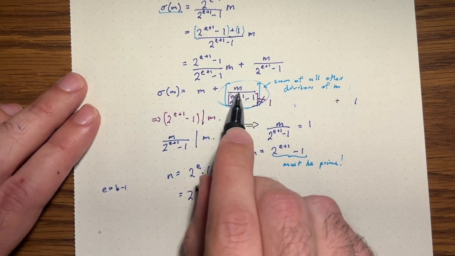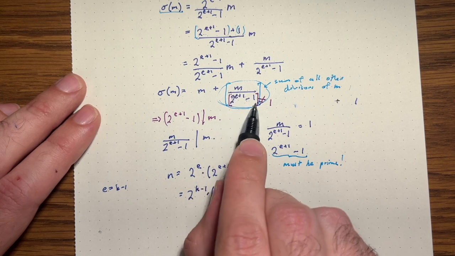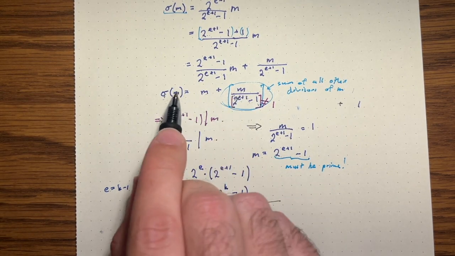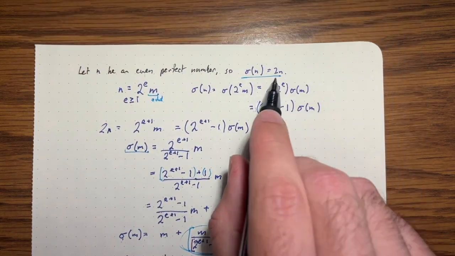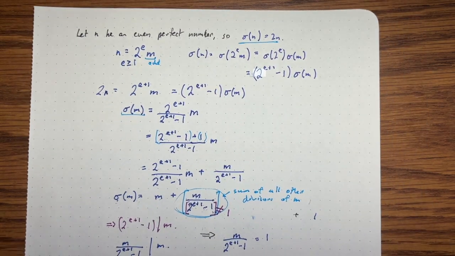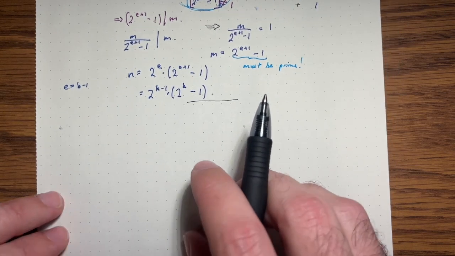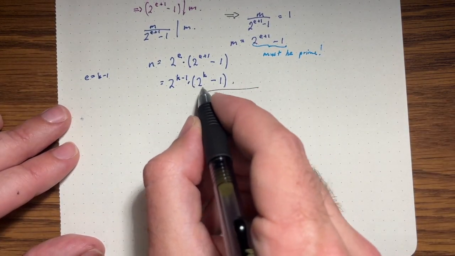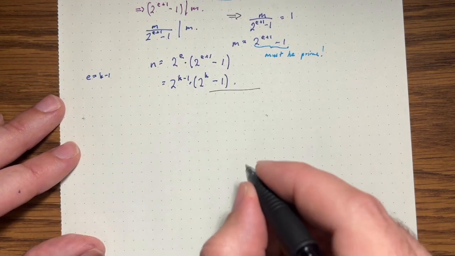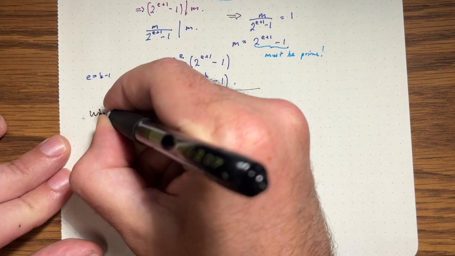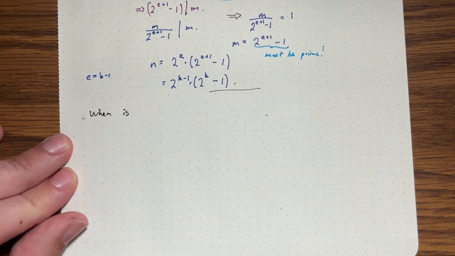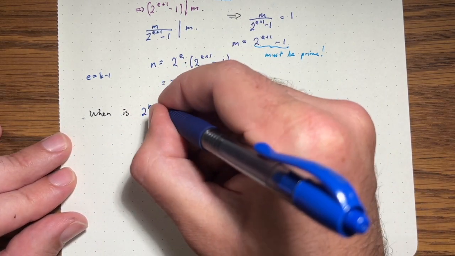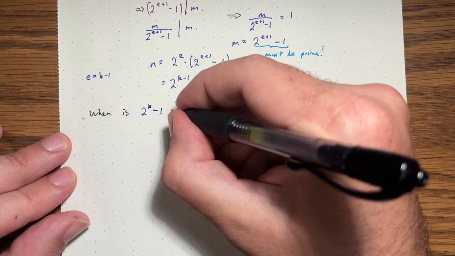Because we used the fact this denominator is greater than 1. If it's equal to 1, we just get sigma of m equals m plus m, sigma of m equals 2m. That's where we started, right? So we don't find anything new. But first, let's consider when is this 2 to the k minus 1 actually a prime? We only get a perfect number from this formula if 2 to the k minus 1 is prime.